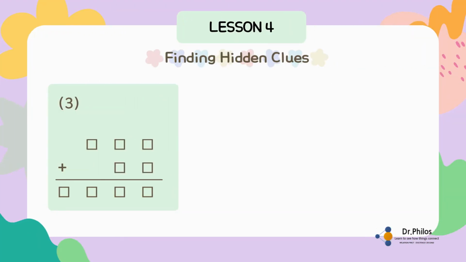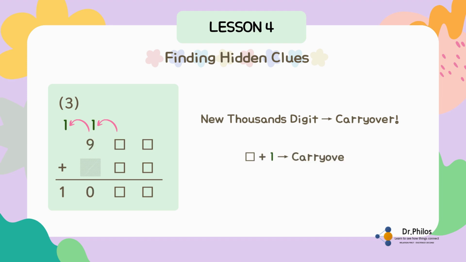Explain number 3 as well. The thousands place is 1. A carryover must happen in the hundreds place. Since there is only one number in the hundreds place, a carryover must happen from the tens place, and the carryover is 1. Therefore, the numbers for the box in the hundreds place can be 9 and 0.